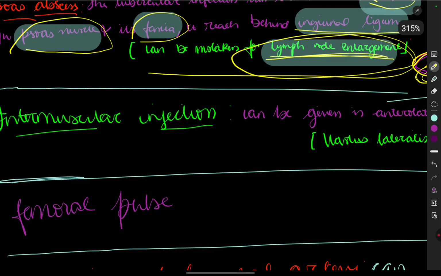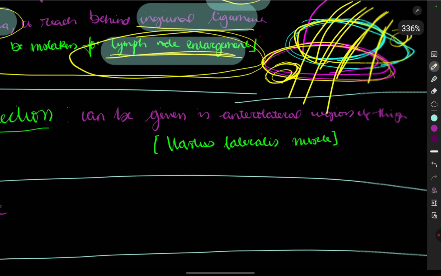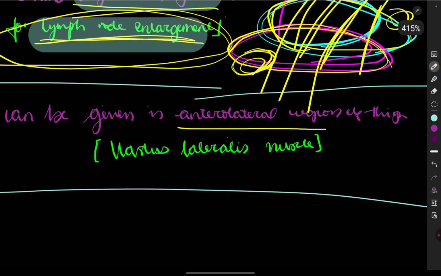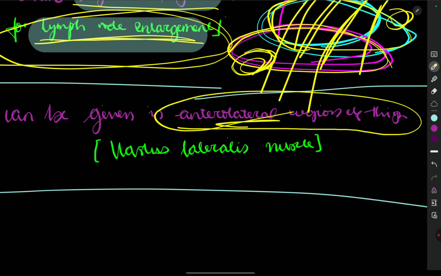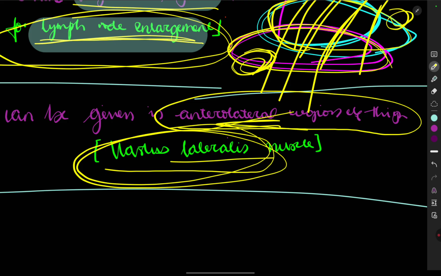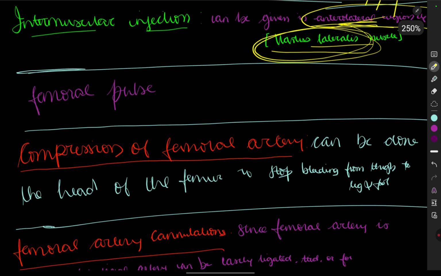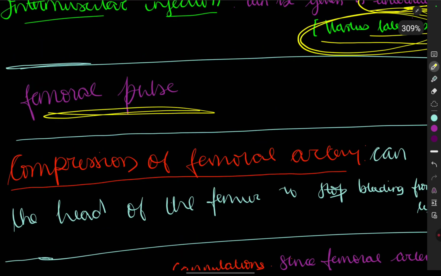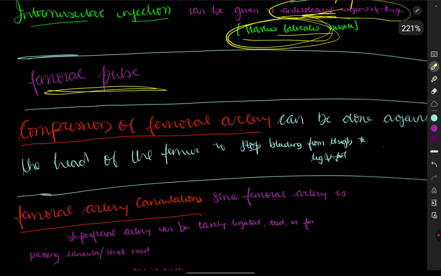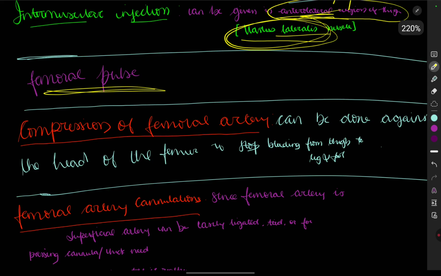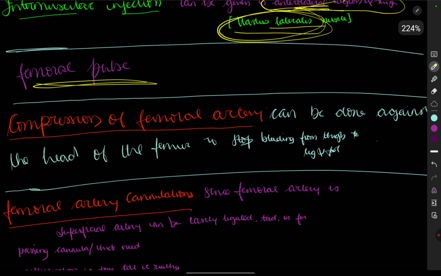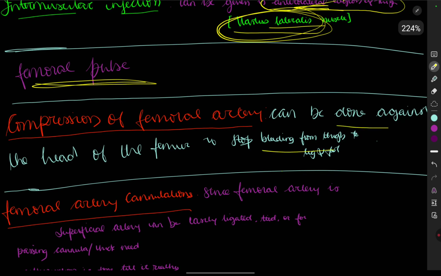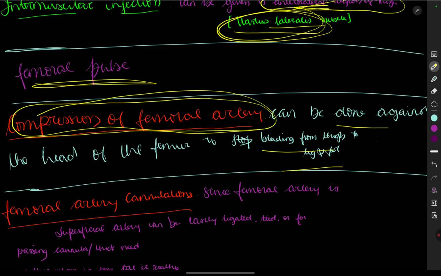Now, the intramuscular injections are given in the anterolateral region of the thigh. Which muscle is present on the anterior side? That is the vastus lateralis muscle. It is in the name itself, so it is easy to remember. Now femoral pulsation can be felt. It is not much in detail. The femoral pulsation can be felt because it is a superficial femoral artery, right? Now compression of the femoral artery is done to avoid excessive bleeding.